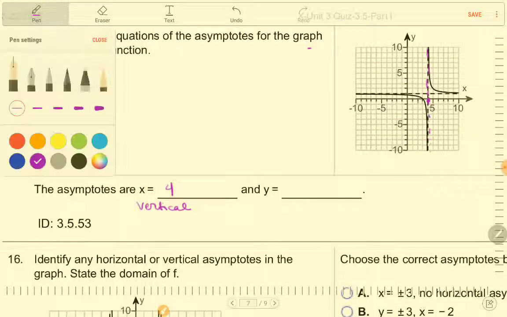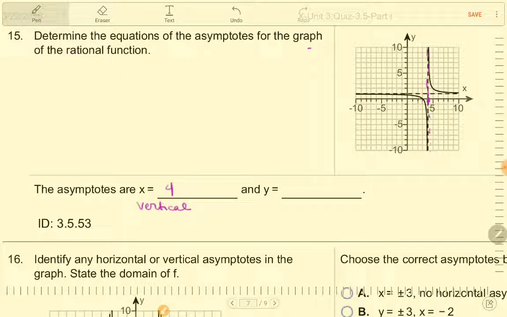Now the y values will stay the same through the horizontal line, and it looks like that's going through y equals 1. So that would be my horizontal asymptote at y equals 1.